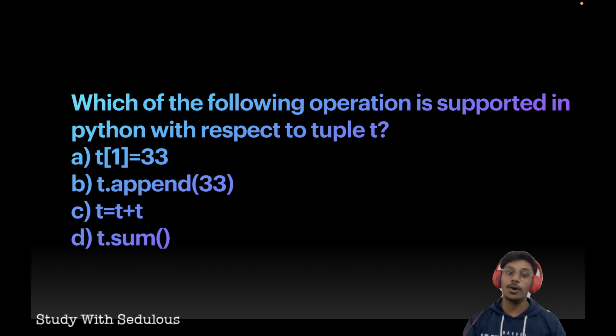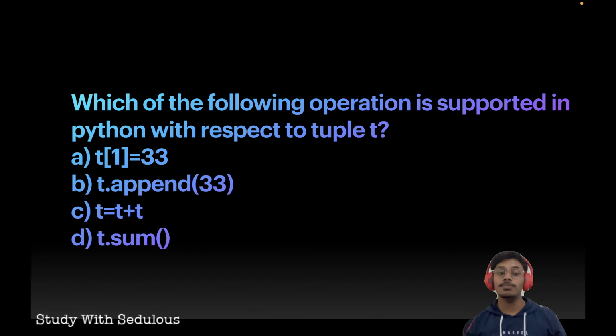So option A is wrong. T dot append 33. We can't change. That's immutability. So tuple is again immutable. So we can't append 33. T is equal to T plus T. Is it possible? It is very much possible. T would be created as a different variable itself, and that would be assigned as T plus T.